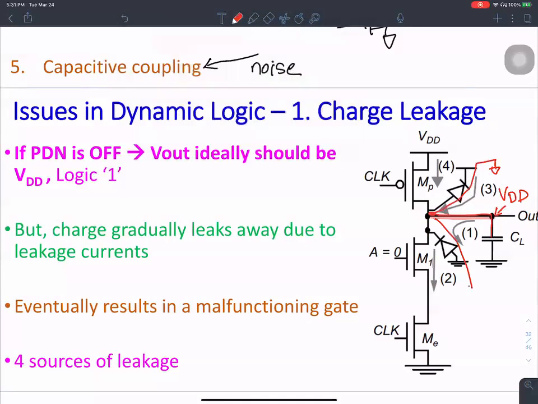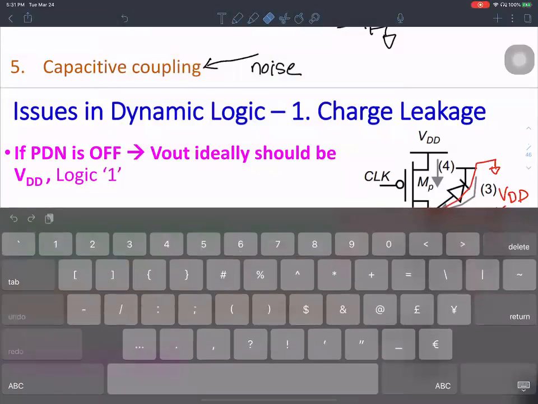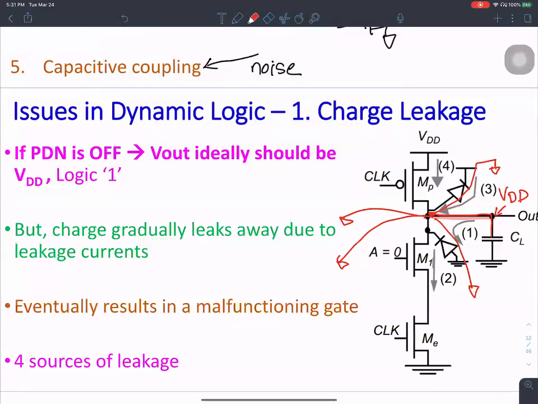There is more than one path from here to ground. There are different kinds of transistor leakage mechanisms that bypass this path. This is the main signal path. This signal path is bypassed, and even though this is off, the capacitance loses its charge through many other leakage paths. That's the idea.